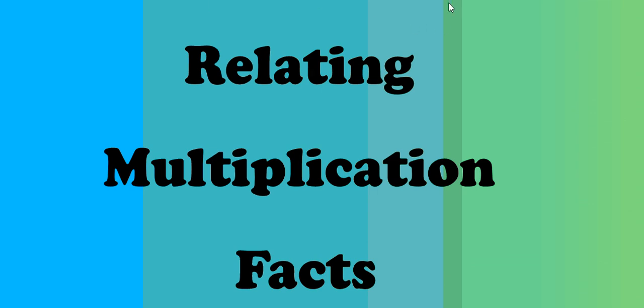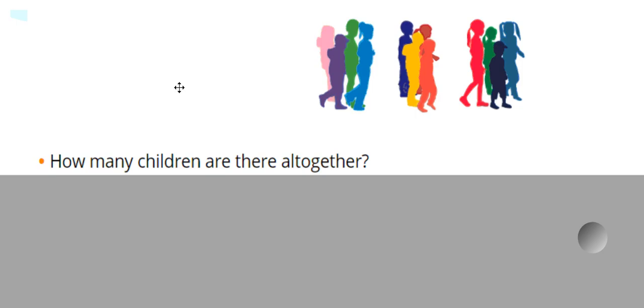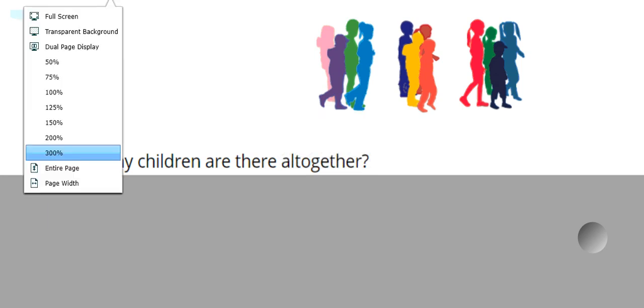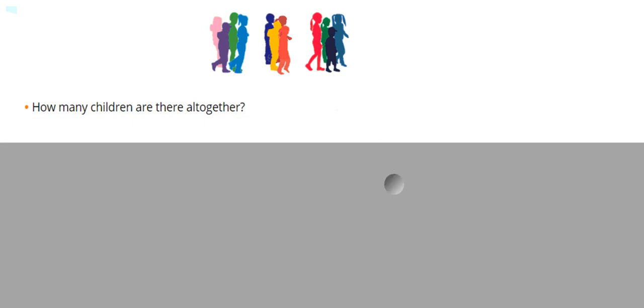So today we're going to be looking at relating multiplication facts. Okay, so let's take a look at this little picture here. It says, how many children are there altogether? So go ahead and count them. If you can't see clearly, there's 4 here, and 4 here. So how many children are there altogether? Oops, sorry guys, wrong button. There are 12. I just have to make this smaller so everything fits. Okay, so there are 12 children altogether. I know you all would have gotten that.